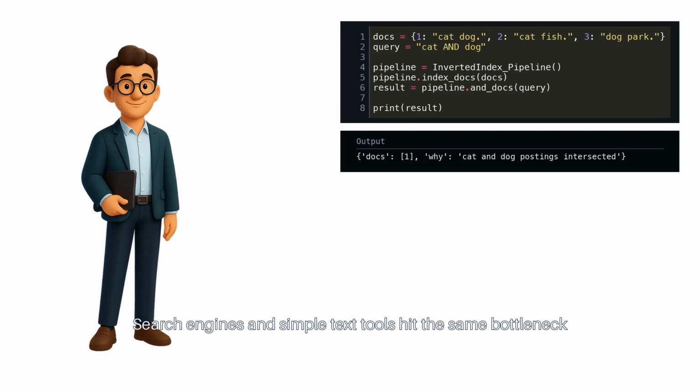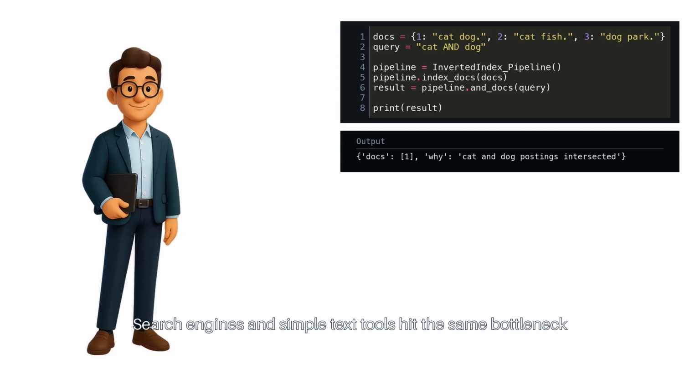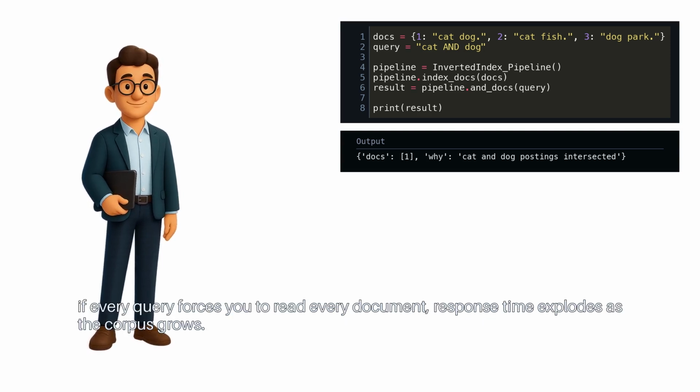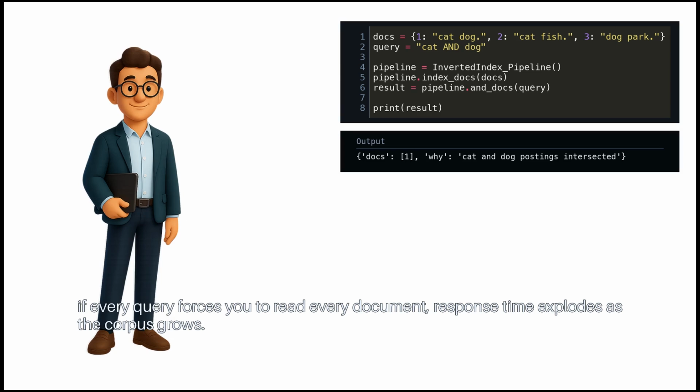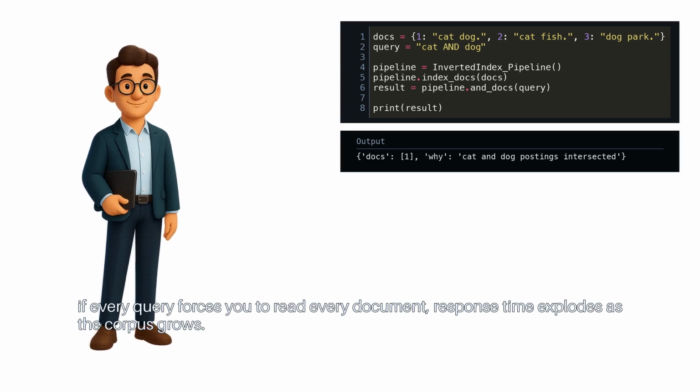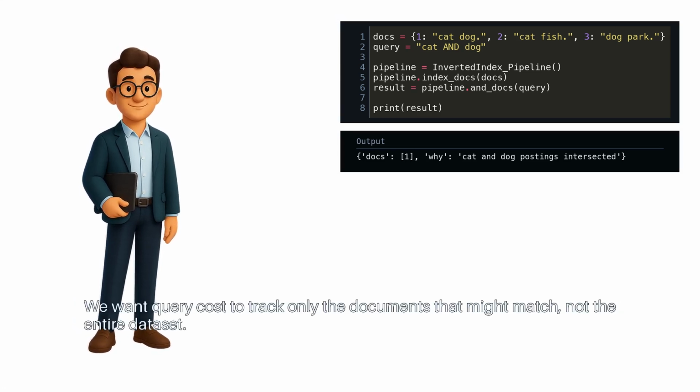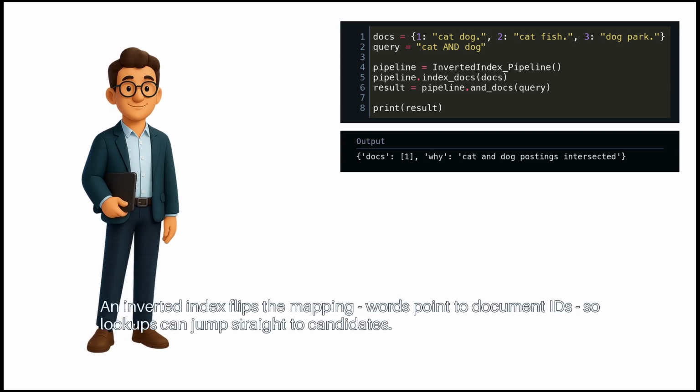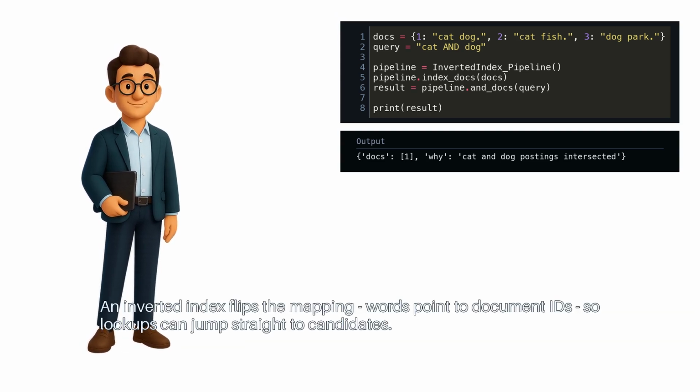Search engines and simple text tools hit the same bottleneck. If every query forces you to read every document, response time explodes as the corpus grows. We want query costs to track only the documents that might match, not the entire dataset. An inverted index flips the mapping. Words point to document IDs, so lookups can jump straight to candidates.